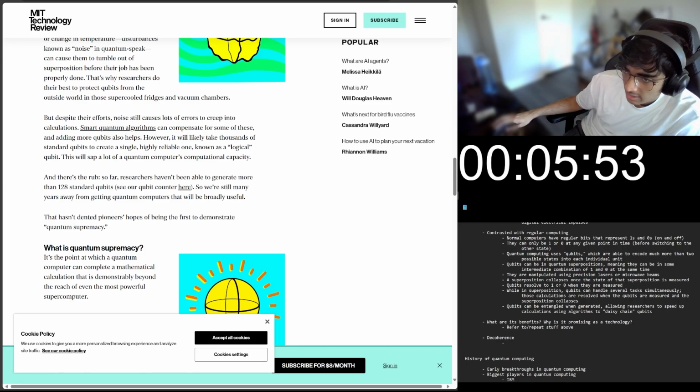Okay, it takes thousands of standard qubits to create a single highly reliable one. So they haven't been able to generate more than 128 standard qubits. Okay. We're still many years away from getting quantum computers that will be broadly useful.